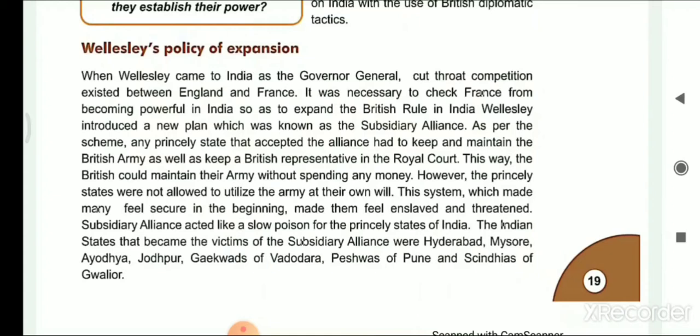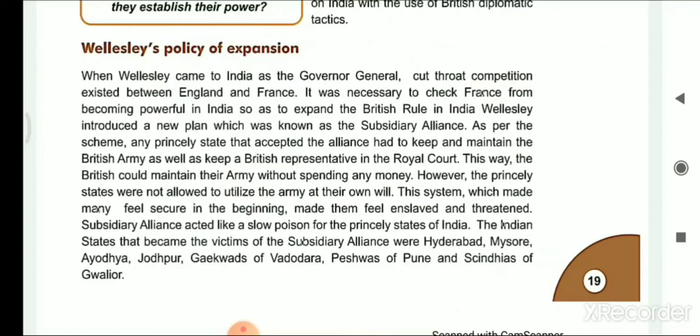As per the scheme, any princely state that accepted the alliance had to keep and maintain the British army as well as keep a British representative in the royal court. That means as per the policy of subsidiary alliance, the princely states, that means the particular region which is covered by a particular king, have to maintain the British army as well as keep a British representative in the royal court. That means those people have to look after the British army.